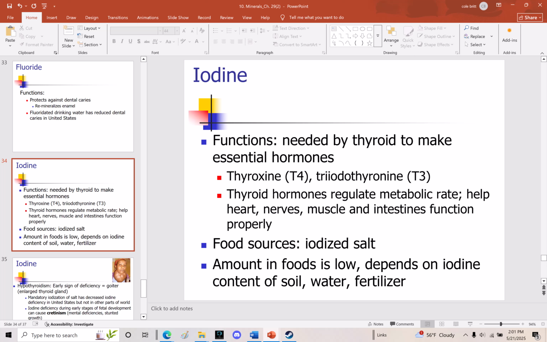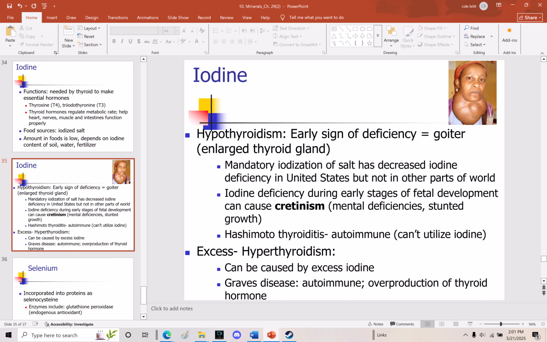So goiter is a result of hyperthyroidism, and this guy, cretinism, I don't know why students didn't remember this one. Cretinism, mental deficiency, stunted growth. So if you don't have iodine during fetal development, it causes cretinism. What is cretinism? It's mental deficiency and stunted growth in that fetus when that baby is born. That cretinism is caused by an iodine deficiency during pregnancy.